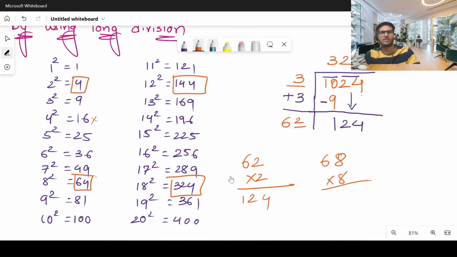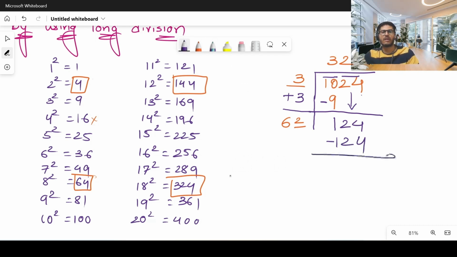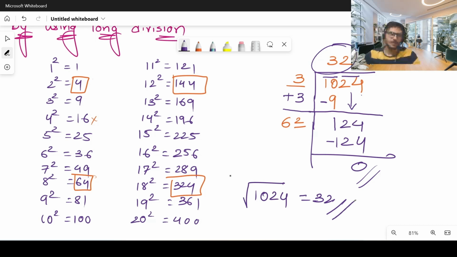So here also it's going to be 2, so I think you also got the idea what is the square root of the number. So it's 62 times 2 is 124, and now the remainder is 0, and I think now we have to stop the division because we got the answer. So yeah, the square root of 1024 is 32. Is that clear? Okay, so that was all about the long division with the even number of digits.